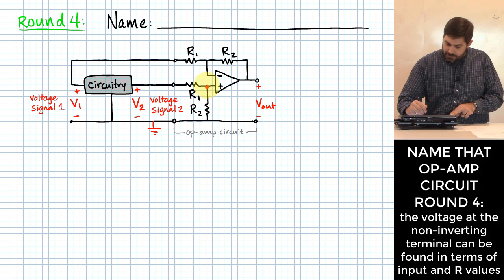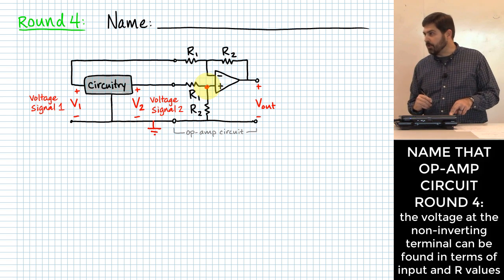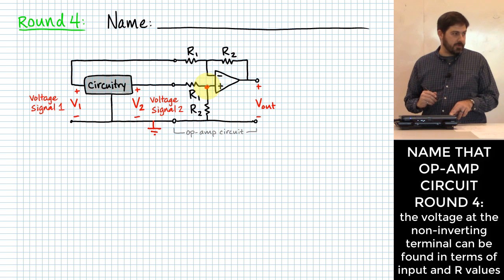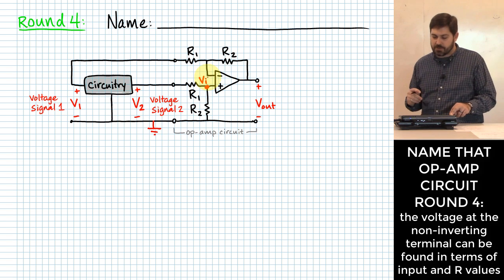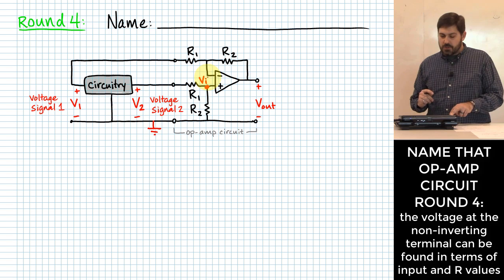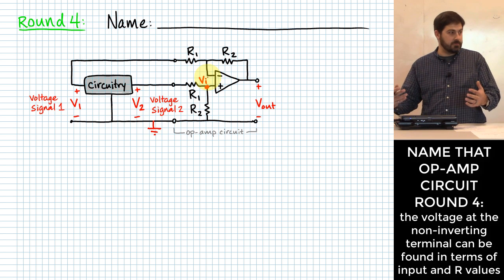How about I label a voltage right there on that non-inverting input of the op-amp? Like I've been calling them before, I'm going to do again. Let's call that VI, that voltage right there. Do I know enough about my circuit to express VI in terms of inputs and resistor values?